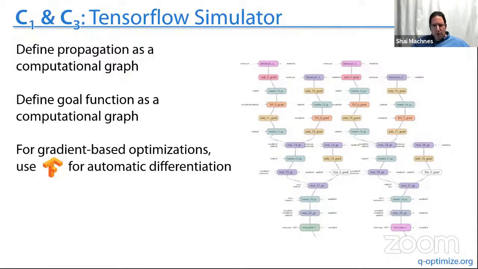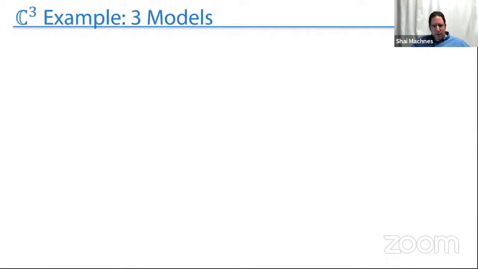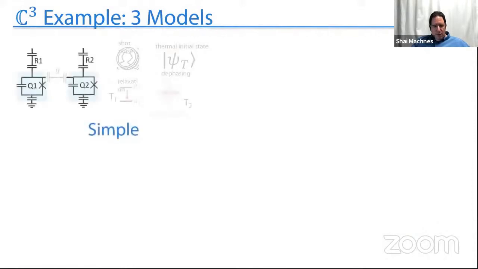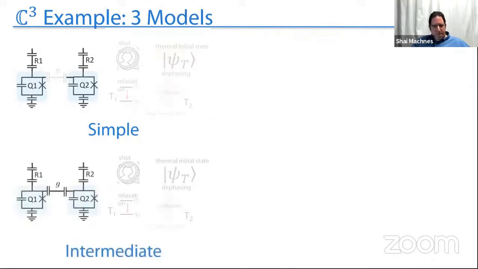Okay, so now that we have a simulator, we can start playing around with it. We'll do the model in 3 steps. We have a simple model. The simple model is really trivial. You have 2 qubits, they're isolated. You can see the coupling is ignored. You just think you have 2 isolated qubits and no noise, no thermals, no dephasing, no nothing.